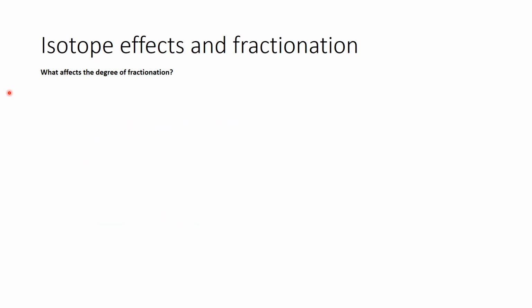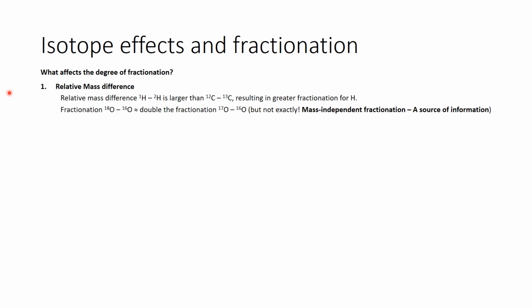Can we predict how high a degree of fractionation we will get in a system? Well, there exist a number of rules of thumb. For example, the relative mass difference between the hydrogen isotopes is larger than for the carbon isotopes, resulting in a greater fractionation for hydrogen than for carbon.